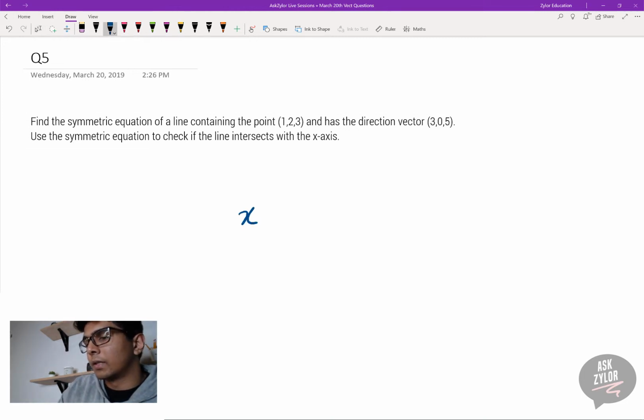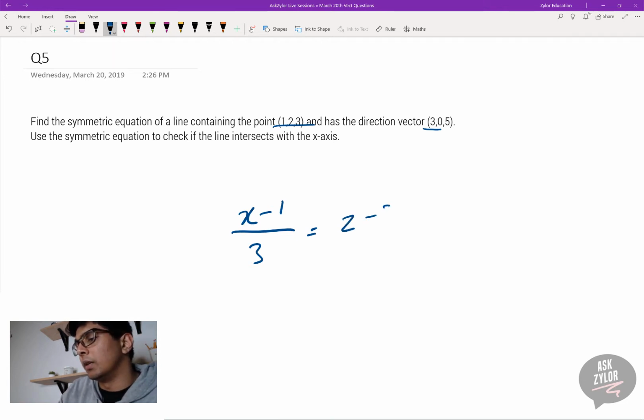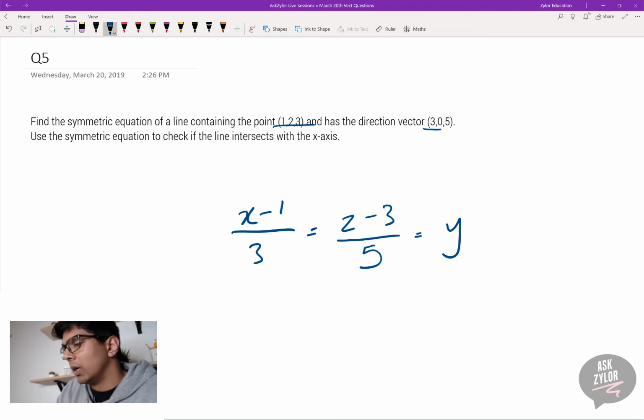So I have x, this is a point, so I have x minus 1 over my direction vector 3 is equal to, I'm going to keep y for now, I'm going to jump to the z value. So I have z minus 3 over 5 is equal to y minus 2 over what's my direction component, which is going to be 0. It should be that, right? But it's not, because I can't really divide by a 0. So what I'm going to do instead is just put a comma, and I'm going to say if there's no direction component for my y, it's only going to be that point itself. So my y is always going to be equal to 2.